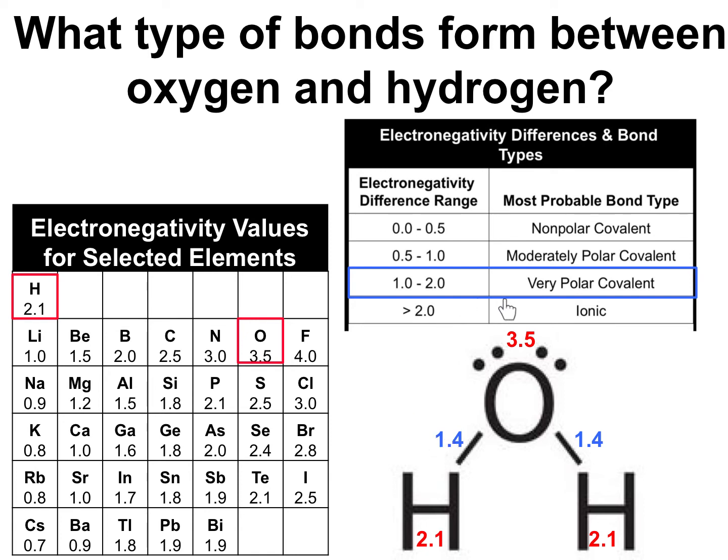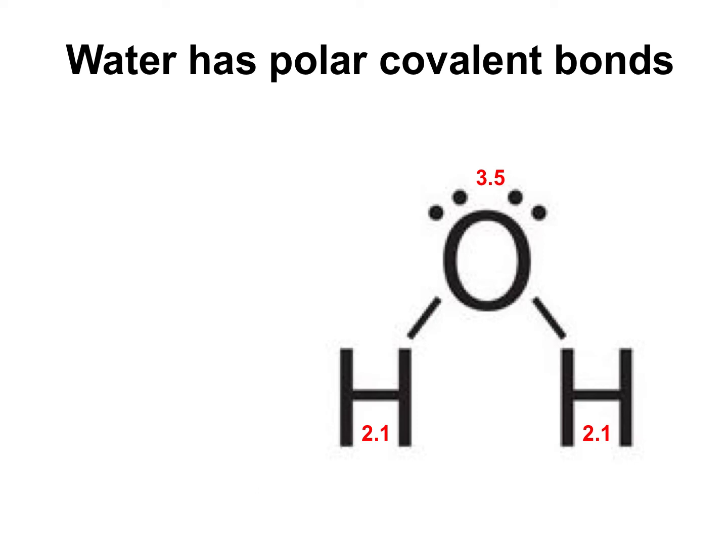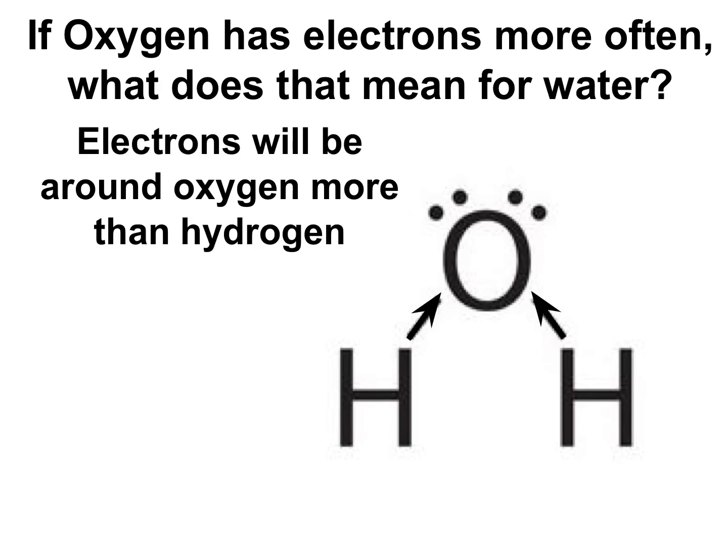Now, when we decode this on our chart, this tells us that the bonds between oxygen and hydrogen are polar covalent bonds. Well, let's think about what this means. So based on that chart, we see that water has polar covalent bonds. Now, the higher electronegativity of oxygen means that oxygen attracts the shared electrons more than hydrogen. In other words, electrons will be around the oxygen more than hydrogen. So to show that a little bit better, I want to redraw these bonds. I like having these arrows here better as a visual. So the arrows are showing us that the electrons are more attracted to oxygen in these polar covalent bonds.